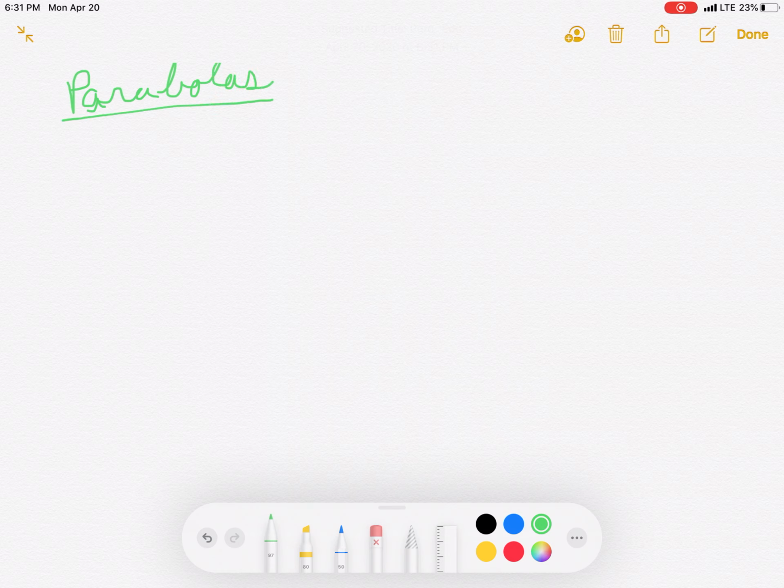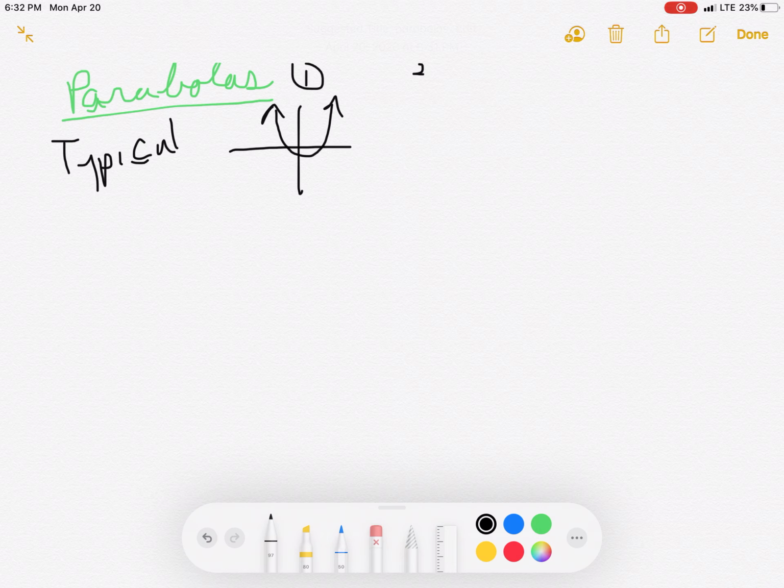So, parabolas. We have the typical 4 graphs, and hopefully you remember that these were the U-shaped graphs. So we have 4 typical types of graphs where the graph looks like this, and we talked about this on our last day, I believe. So this would be like graph 1. Graph 2 would look something like this one, but upside down.